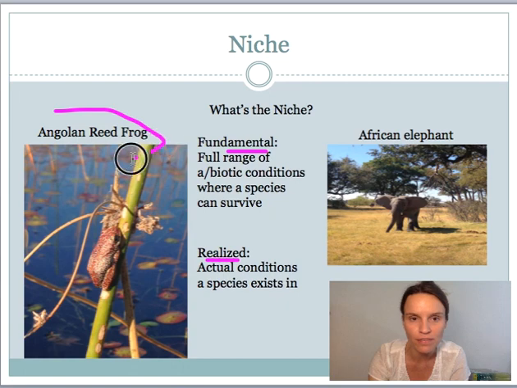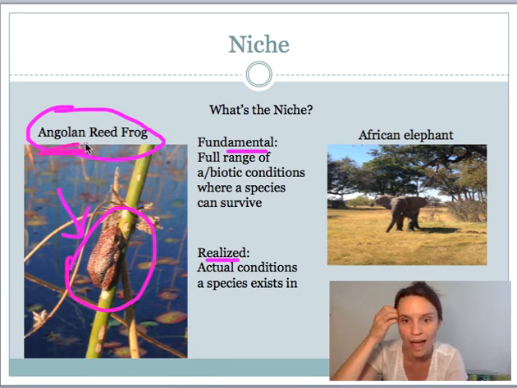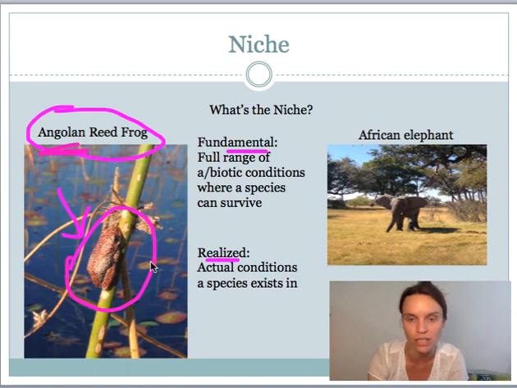A great example of that is this Angolan reed frog. I love these frogs, but I took this picture not in Angola, but in Botswana. That's because during the floods in the delta in sub-Saharan Africa, these frogs get washed out of Angola and all the way into the Okavango Delta in Botswana. Because the conditions there support their life cycle, they're able to survive there as well. So even though they're named for the country of Angola, they don't have to live there. Their realized niche is bigger than just that.